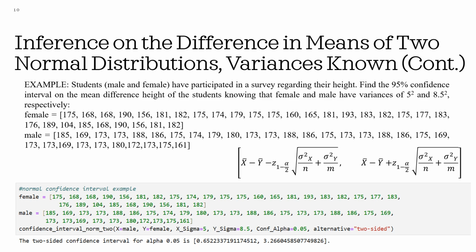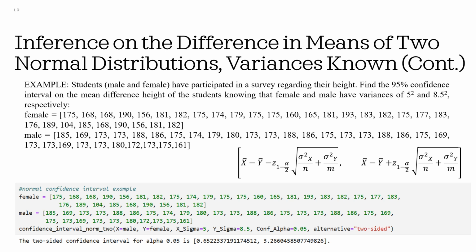To build the correct confidence interval, we need to identify the parameters of interest. The question is asking to find the 95% confidence interval on the mean difference height and is giving us two samples and is giving us the population variances. Given that we are working with two samples, want to define the confidence interval on difference of population means and the population variances, we can conclude that we should use the normal confidence intervals on the difference of means.